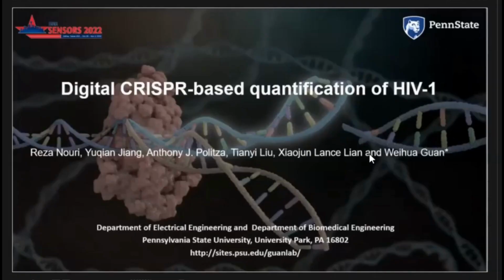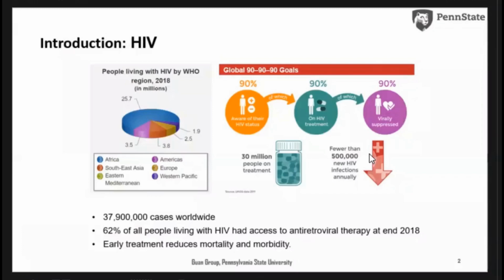Hello everyone, my name is Reza, and today I'm going to talk about my project, Digital CRISPR-Based Quantification of HIV-1. As we all know, HIV is a deadly virus, which has affected so many people so far, and it has been shown that treatment of this virus can reduce the mortality tremendously. Therefore, developing a simple and easy to use diagnostic system can help us to detect this virus as soon as possible, to reduce the mortality and also prevent the spreading of the virus.